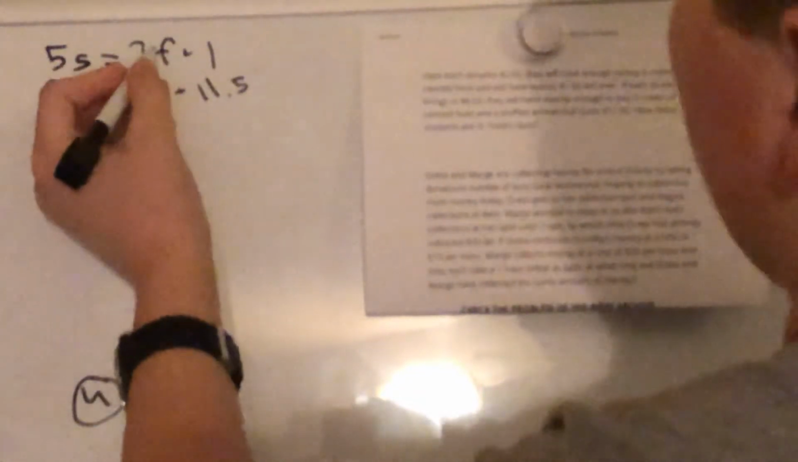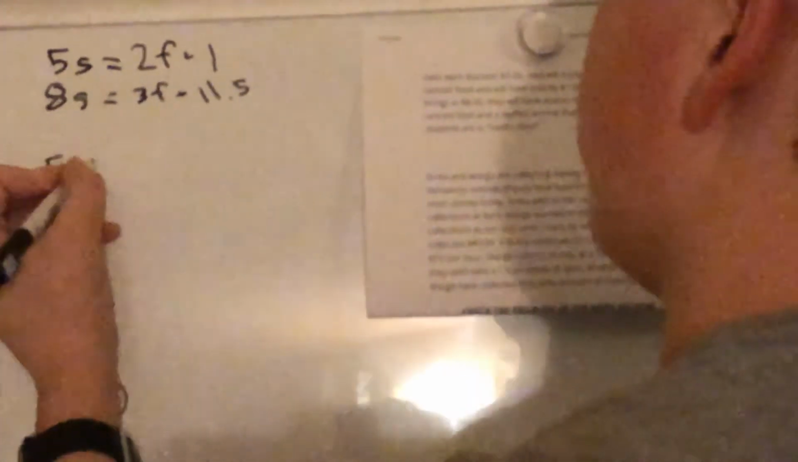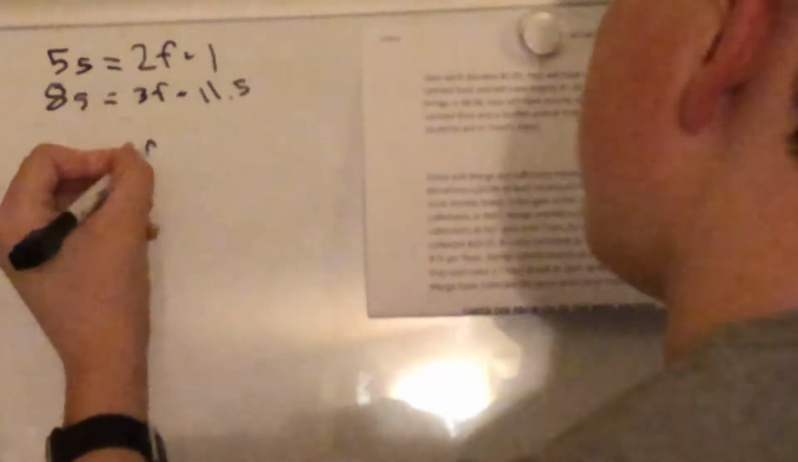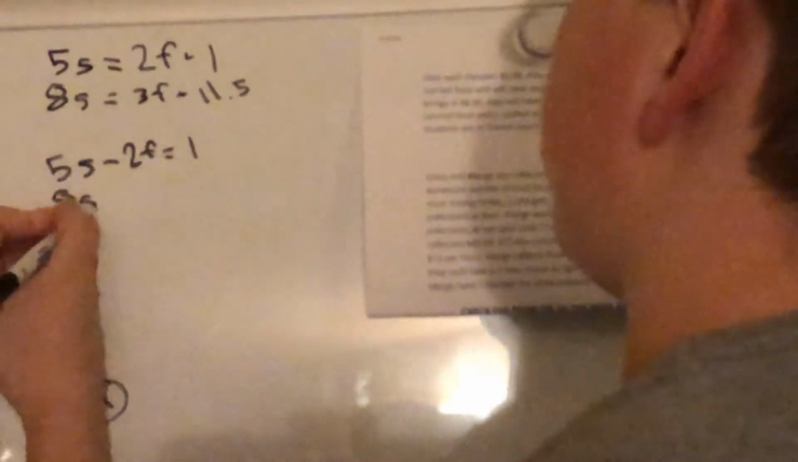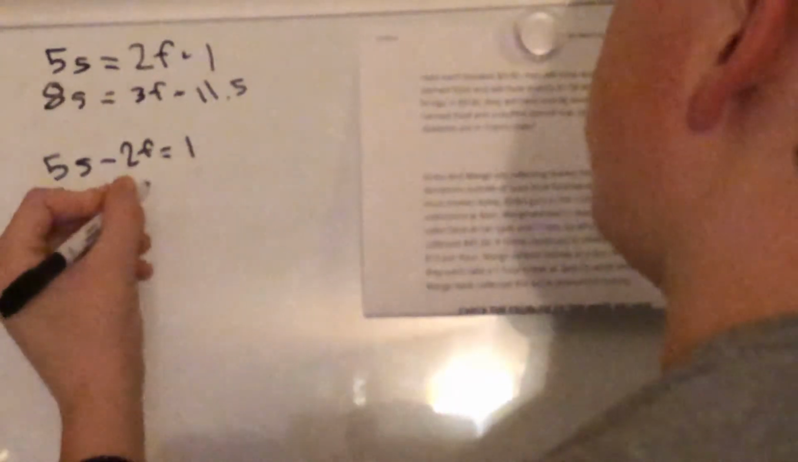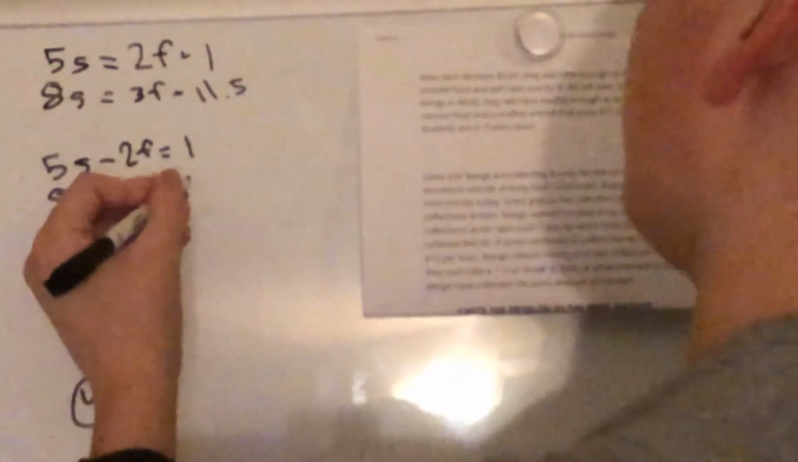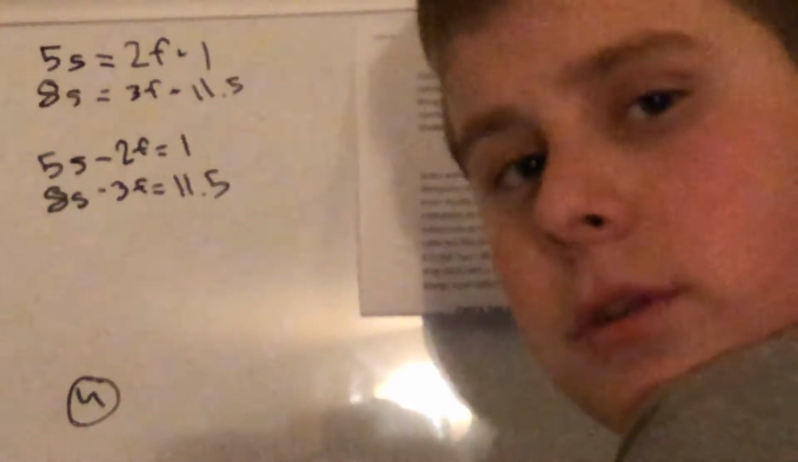So if I was to subtract 2F and subtract 3F from each of the equations, subtract it from both sides basically, we would have 5S minus 2F equals 1. And we would have 8S minus 3F equals 11.5. And I have quite a few videos on my channel about solving systems of equations. Hopefully you guys know how to do this. And I'll actually let you pause the video right now. Do this for yourself if you want.